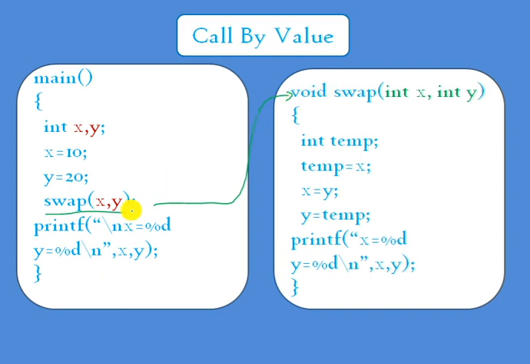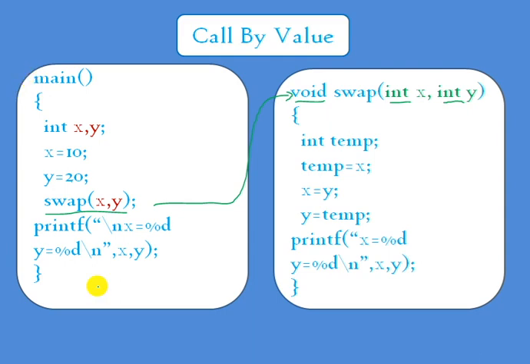Void swap, because this function cannot return any value, so you have to specify void. Swap int x, int y: here also x and y are there, here also x and y are there, but this is the function call. We never mentioned the data types there, but in the function definition you have to mention the data types of the parameters.